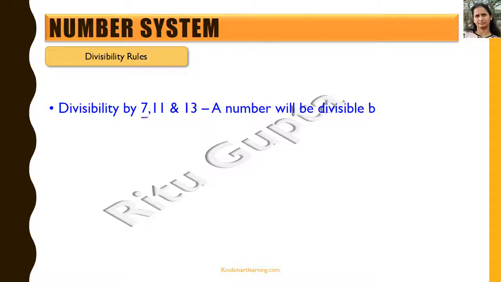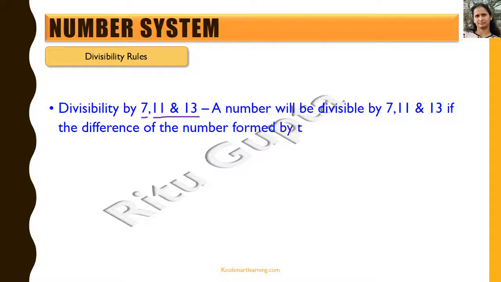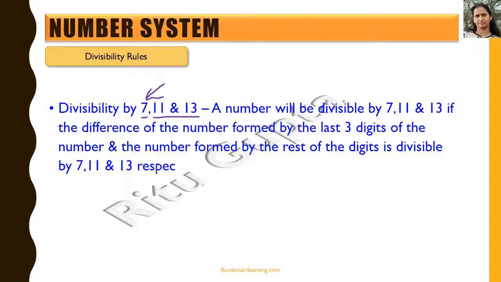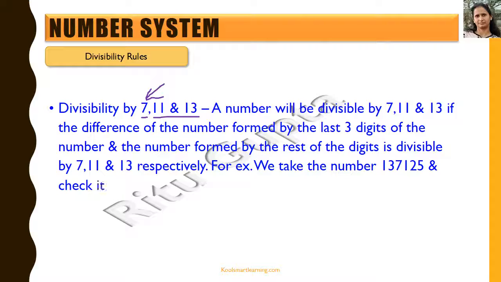Let's now check the divisibility of 7, 11 and 13. So 7 is the one which we left. So there's a common rule. For 11 we've already talked about one rule. Now we'll see another rule using which we can also check the divisibility by 11. This rule applies to all three of them, 7, 11 and 13.